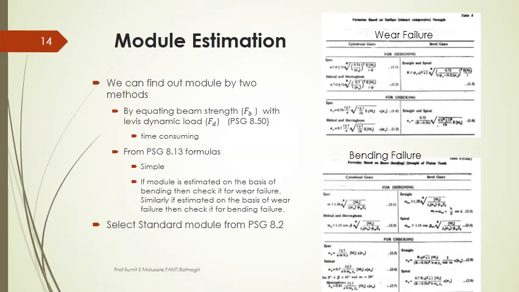After getting the value, suppose your answer is 2.73, then select the standard module from PSG 8.2. Standard modules are given with series 1, series 2, series 3. Again, suppose your answer comes out to be 2.8, don't consider it to be 3 mm, consider it to be 3.5 or 4 mm, because if you select the nearer value, there may be a chance that the gear will fail in dynamic loading. Hence consider a somewhat higher value for the safer side.